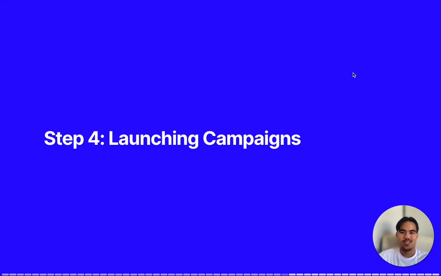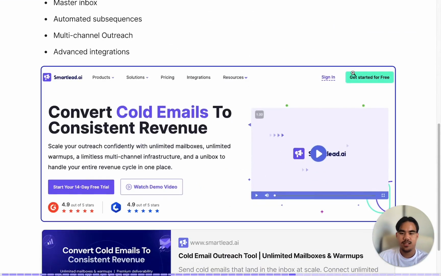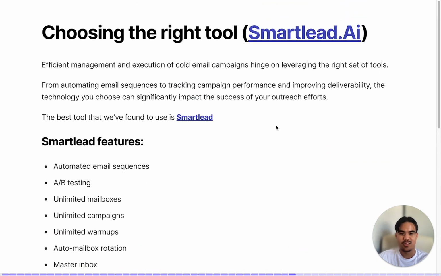So step 4 is launching campaigns. For this, we want to use the right tool, which is smartlead.ai. You can use Instantly, but from what we found, Smartlead is just a lot cleaner to use and it has better deliverability.